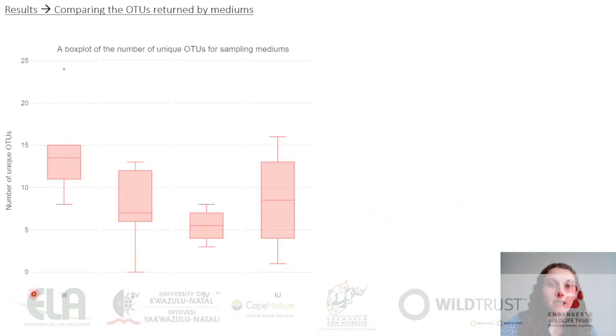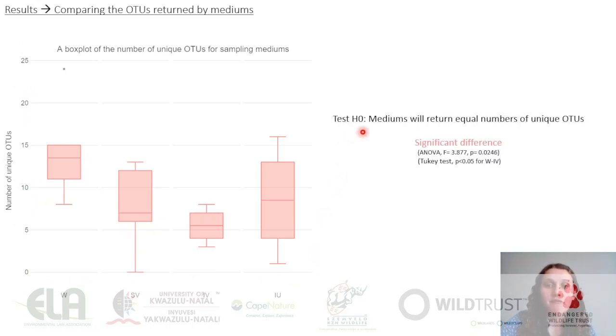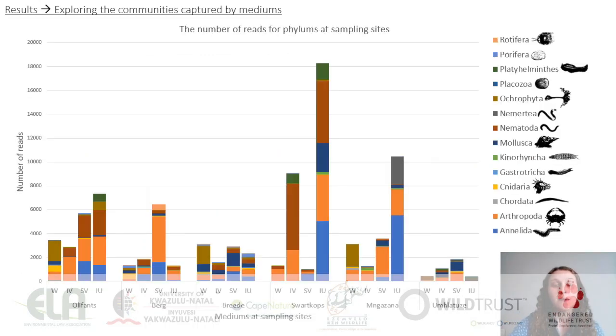Next, we have a box plot of the number of unique OTUs for sampling mediums. To test the hypothesis that mediums returned equal numbers of unique OTUs, I performed an ANOVA and found a significant difference between the number of unique OTUs, in particular between water and intertidal vegetated. As such, the alternative hypothesis is that water returned more unique OTUs than sediment mediums, which we saw in the Venn diagrams. Next, we can explore the communities captured by mediums.